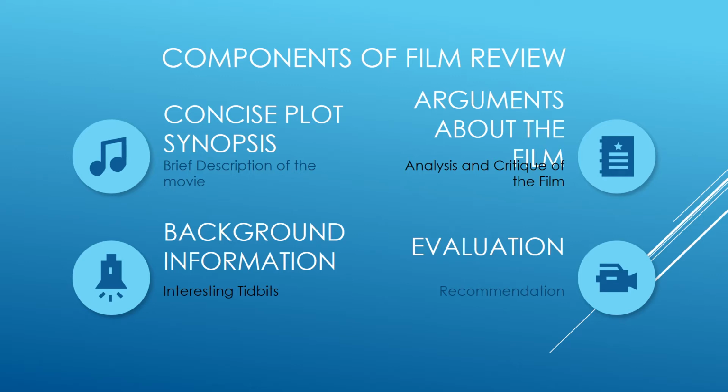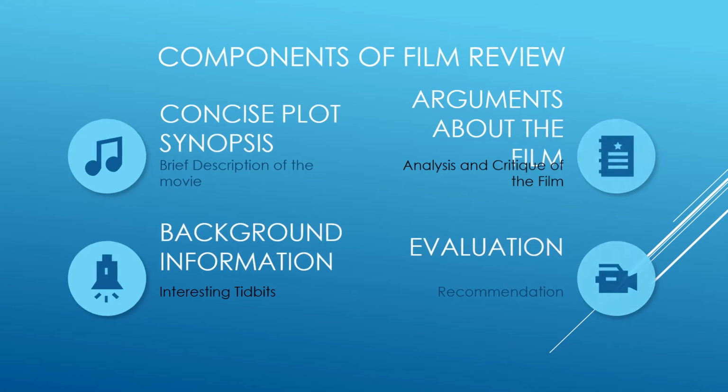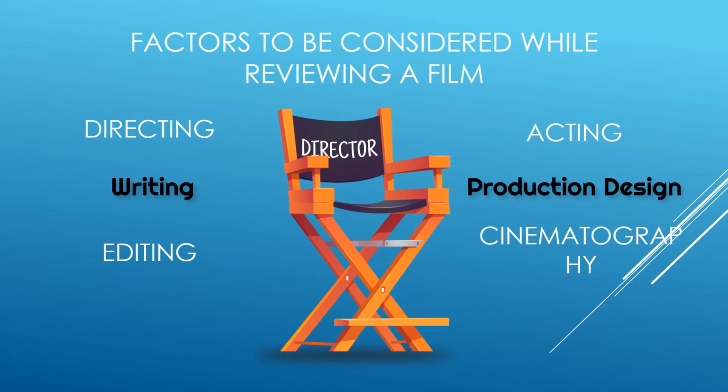Evaluation. In evaluation, the writer recommends whether to watch the movie or not. He assesses the entertainment value of the film. So what are the factors that need to be considered while reviewing a film? There are 6 factors: directing, writing, editing, acting, production design and cinematography.